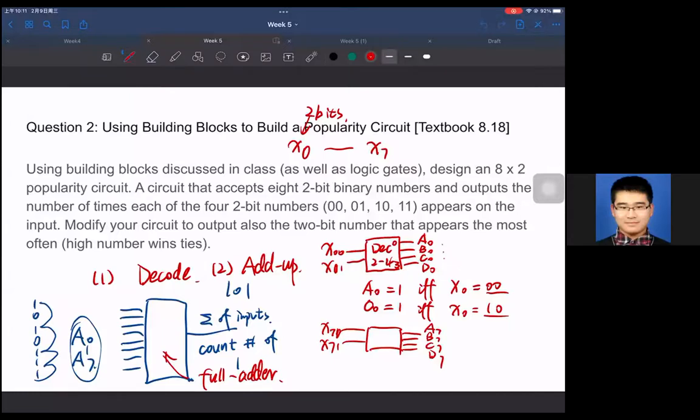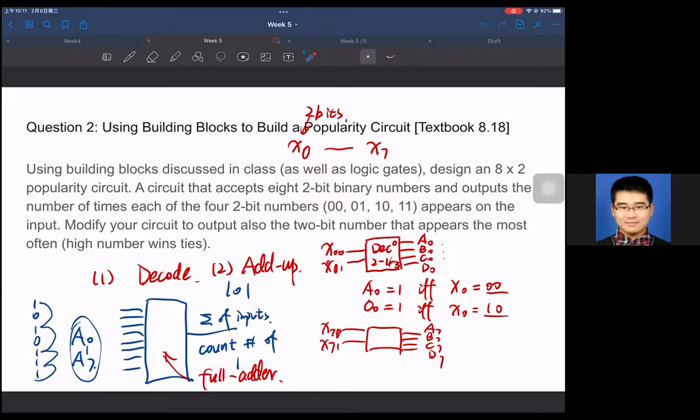So last week we talked about this question, which is about counting the appearances of these numbers from 00 to 11. We have 8 numbers in total, each with 2 digits, like two-bit binary numbers. These 8 numbers could be 00, 01, 01, 11, 10, or something. We need to count how many times each of these 4 numbers appears. So we talked about some intuition in terms of how to solve this.